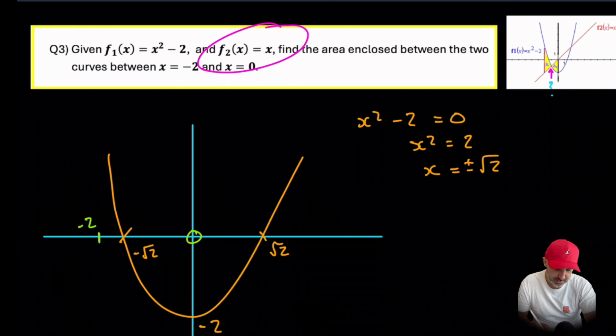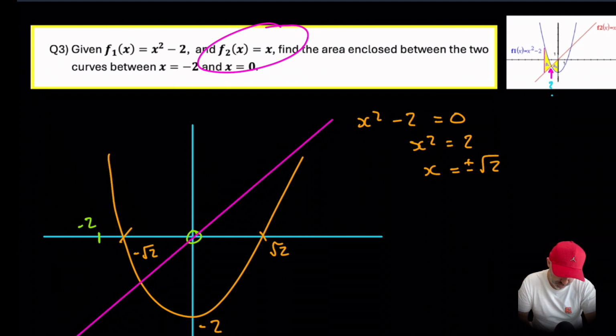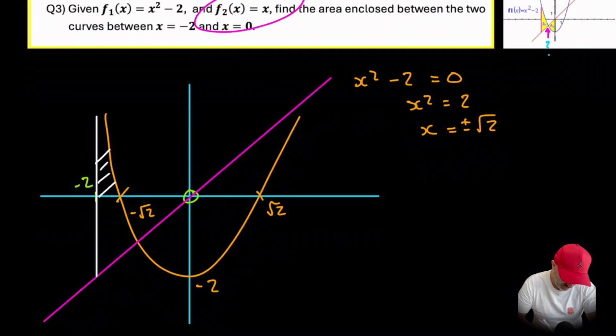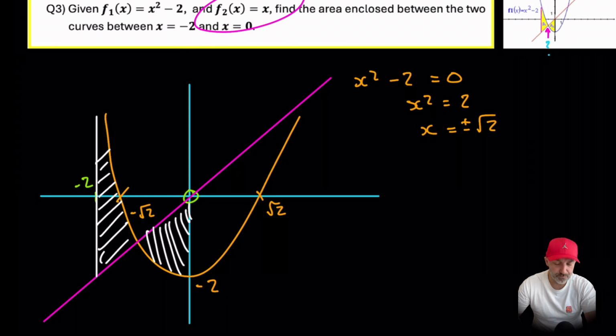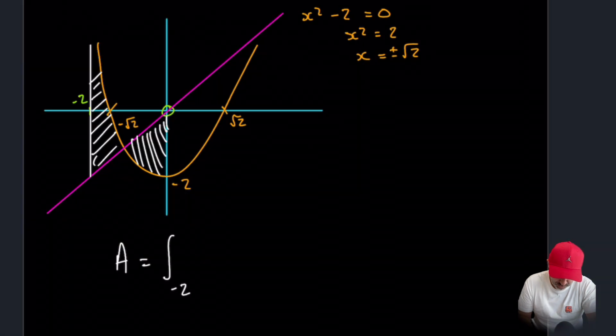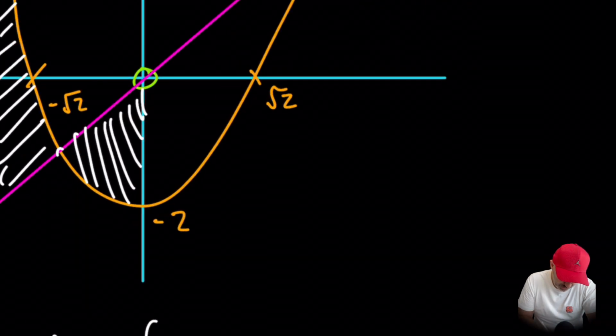So f of x is equal to x, so that's this straight line just passing straight through, so y equals x essentially. And that means that we want to find this area, so it's from -2, let's try and get that straight there, so it's all of this area here, and all the way to 0, so it's all of this area here. So we want to set this up quite carefully, right?